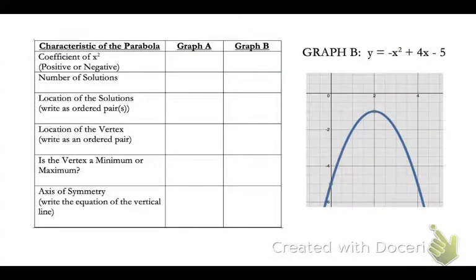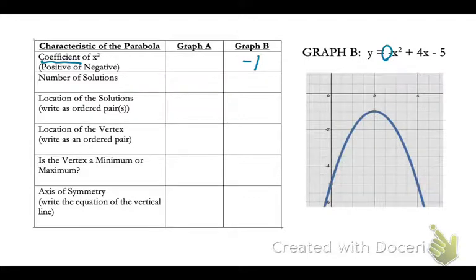Graph B has the equation y equals negative x squared plus 4x minus 5. Now, this is a trinomial, but we're still looking at the same sort of things. We're looking at the coefficient of x squared. If I'm looking at the coefficient of x squared in this equation, it's a negative, but that's really a negative 1. We never write it down, but it is. And since it's negative, this graph should open down, and it does indeed.